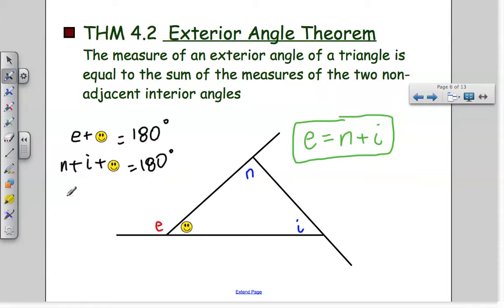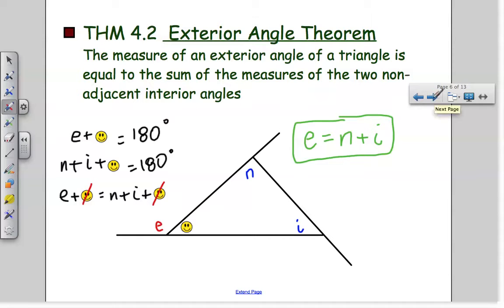So that means in my next step, this is almost like a mini proof, E plus smiley face would equal N plus I plus that good old smiley face angle. Because they both equal 180, they equal each other. That's like the transitive property. And then if you notice, I can actually cancel out the smiley face. Look at that, E equals N plus I. So any exterior angle, or angle outside a triangle, is equal to the two non-adjacent interiors added together.